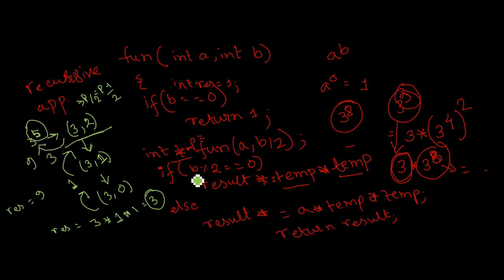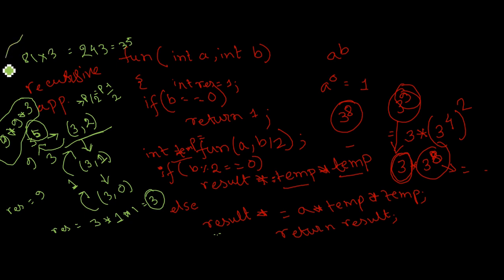Now when it is coming here, the value of b is odd, so it will come to this point and it can say that result is currently 1, so result is a into temp. Temp is 9, so it will be 9 cross 9 cross the value of a, that is 3. So we can see it's returning 3 to the power 5, that is 81 into 3. This is nothing but 3 to the power 5. So this is working perfectly.